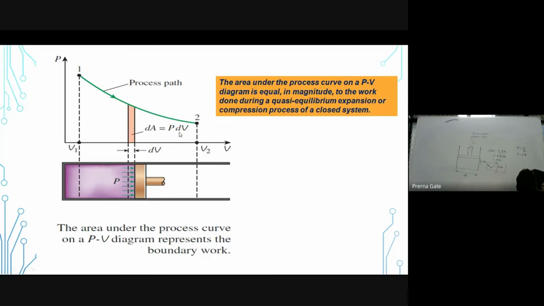And previously we have derived the equation for quasi static process work done, that is also pdv. So from this inference you can conclude that the area under the PV diagram when projected on volume axis will give a closed system moving boundary work. Okay, this statement is also asked in GATE exam. So you should know that the area should be projected on volume axis. Then it will give you closed system work for a quasi static process.